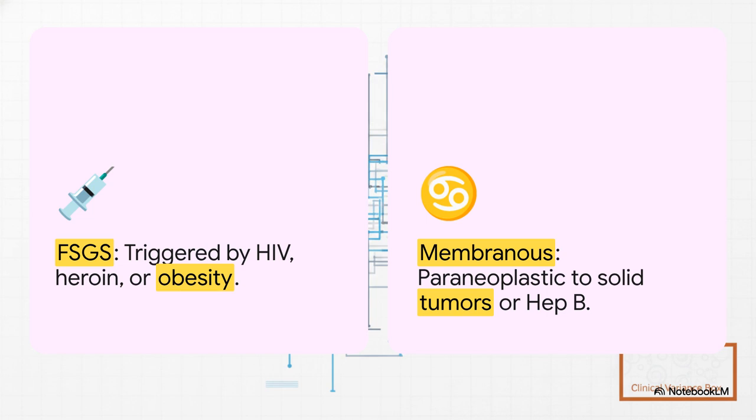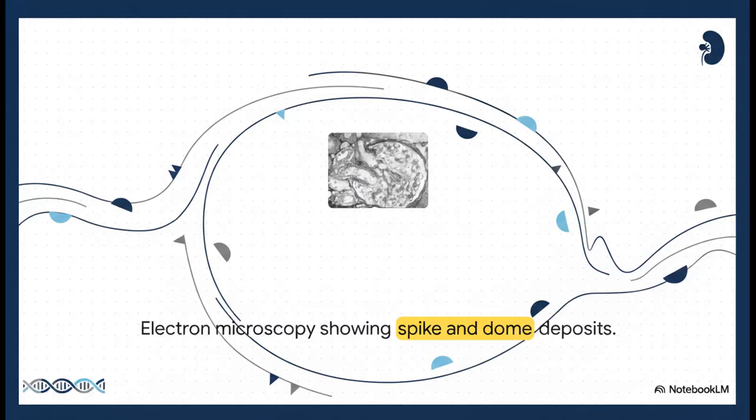Next, we shift to membranous nephropathy. While it can be primary, driven by anti-PLA2R antibodies, its secondary form strictly functions as a paraneoplastic syndrome. This paraneoplastic destruction is triggered by solid organ malignancies, like lung, colon, or breast adenocarcinomas, or by chronic hepatitis B infection. You've got to lock in this visual microsignature.